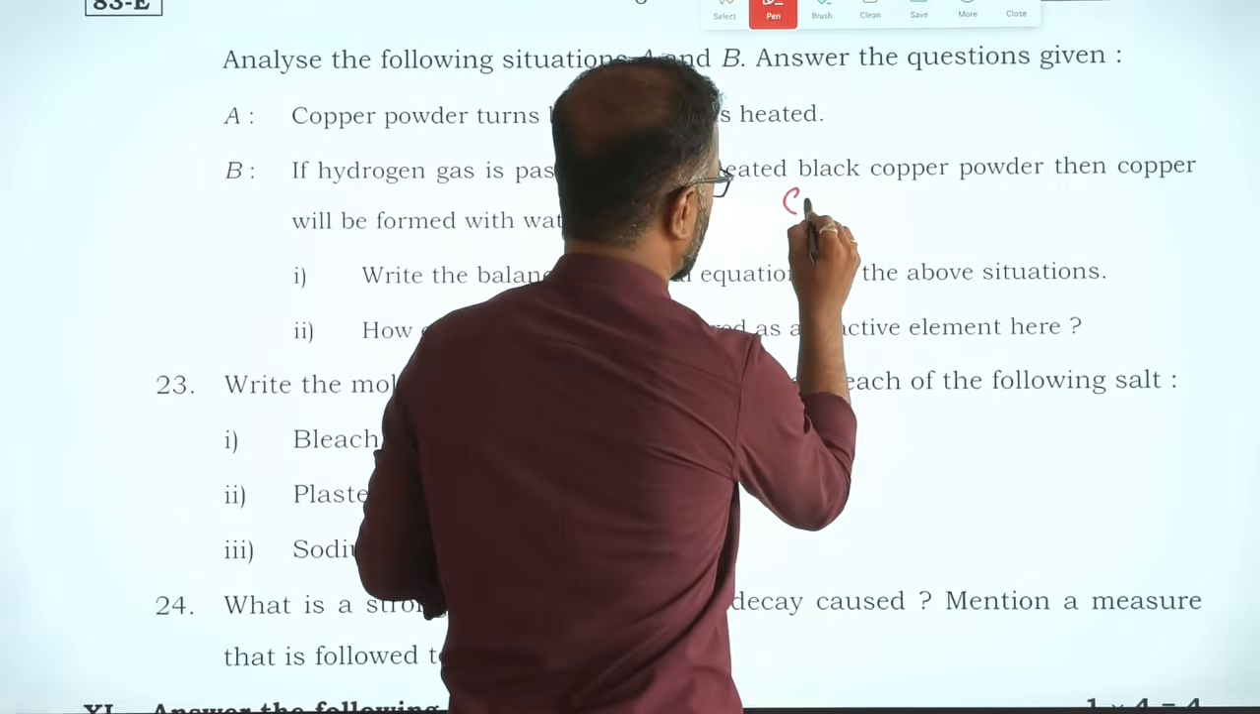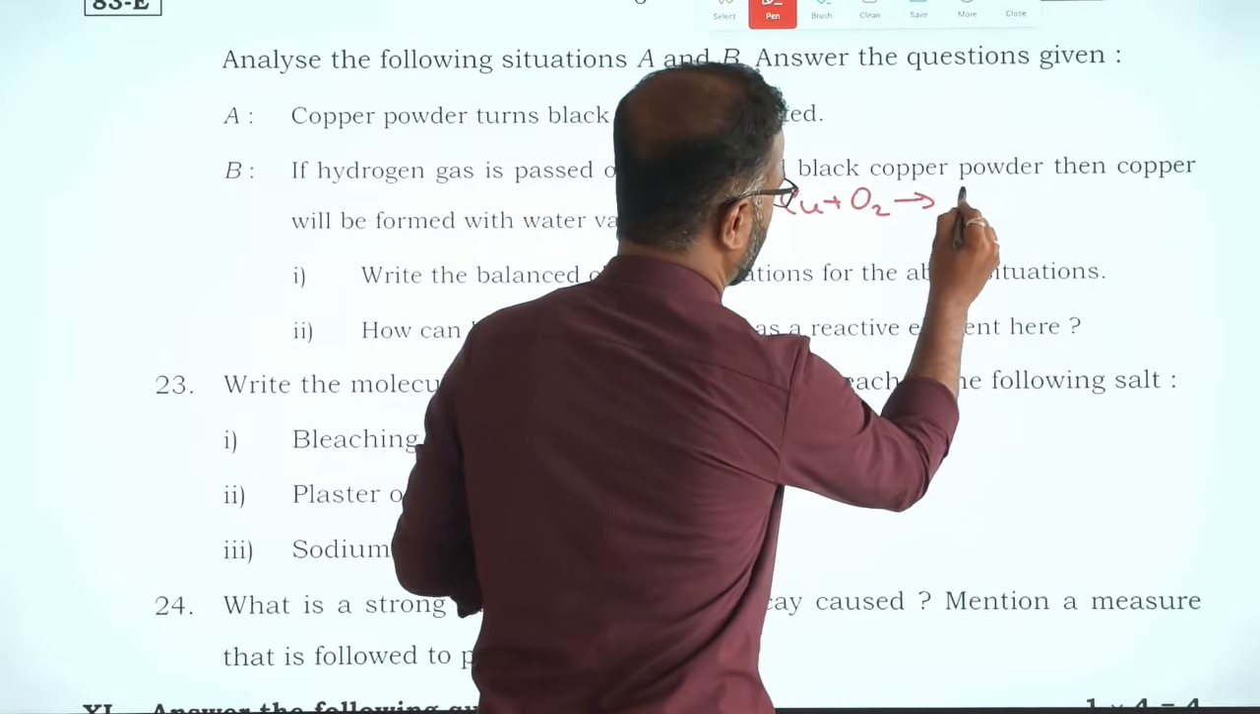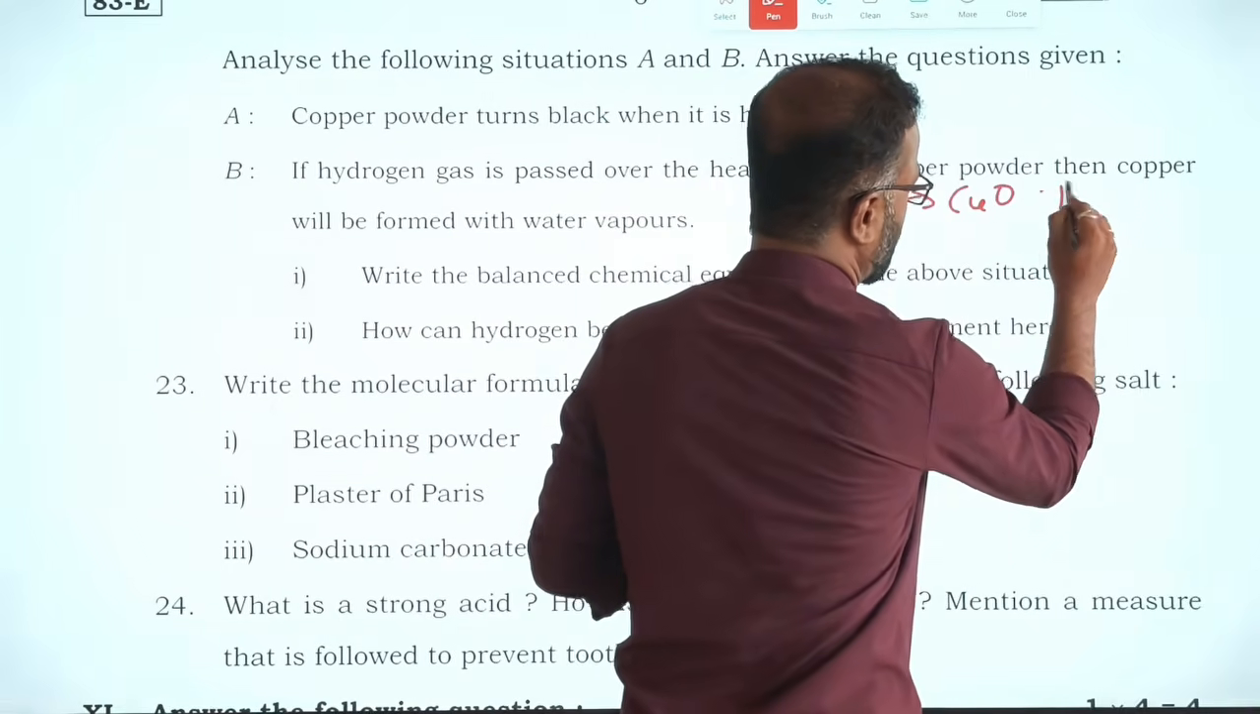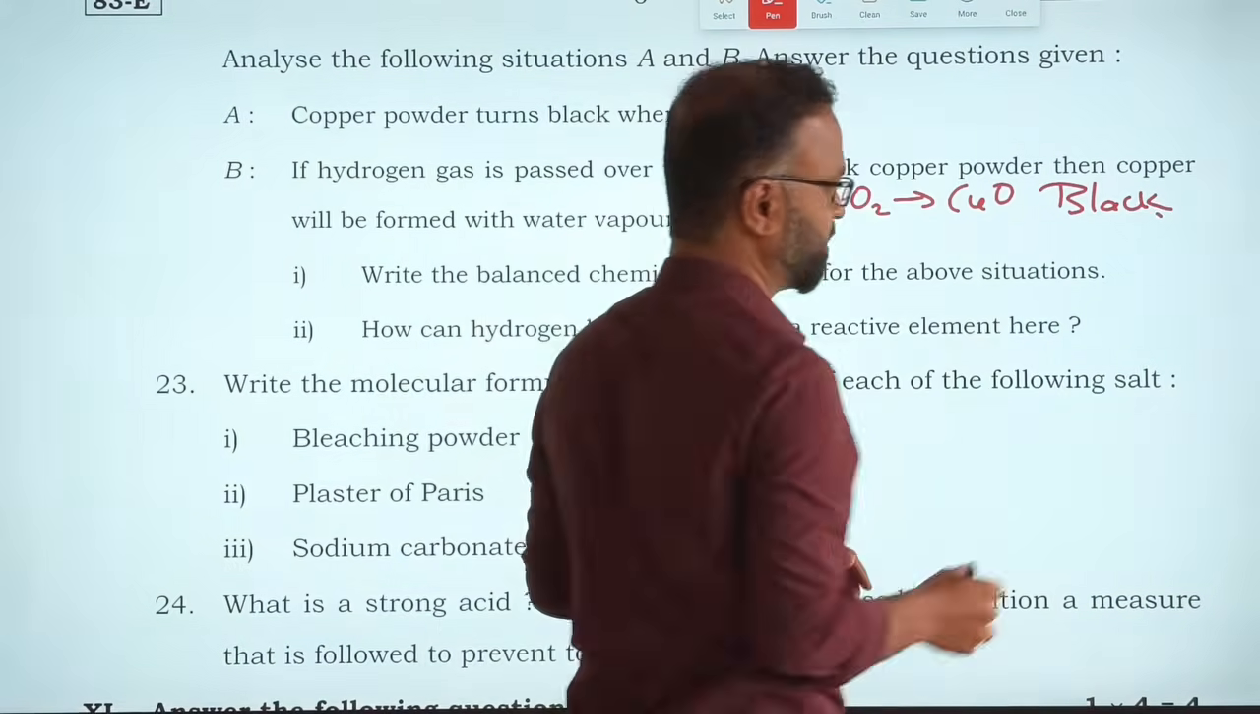Now see, first one, copper will react with the oxygen. It will form the black color compound. That is copper oxide. Yes or no?